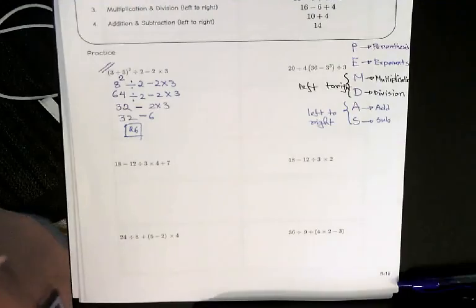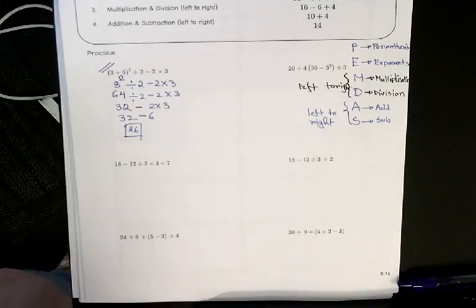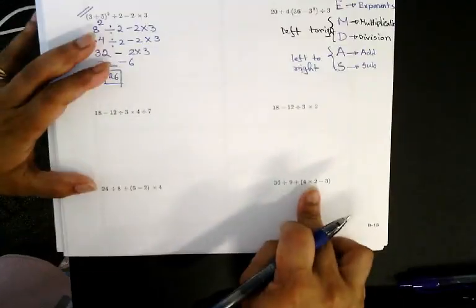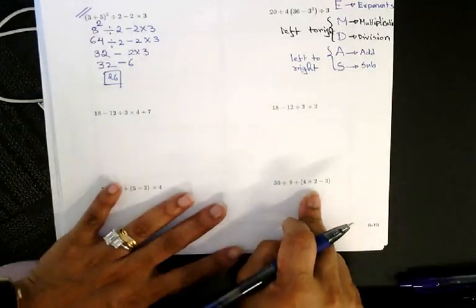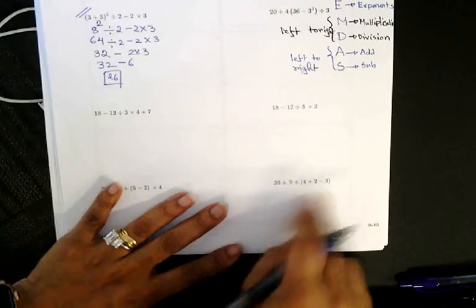Questions? Confusion? We good? Great. Let's do one more, and then you're going to do some practice. Okay, I want to do this one over here. Let me pick a little difficult one. So, okay, let's work on this one.